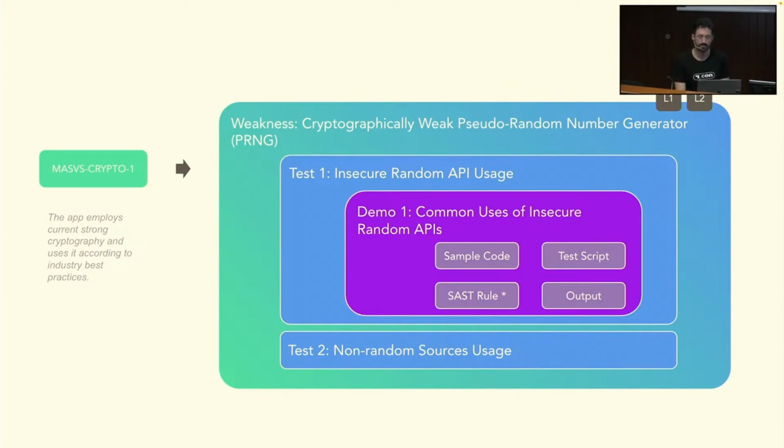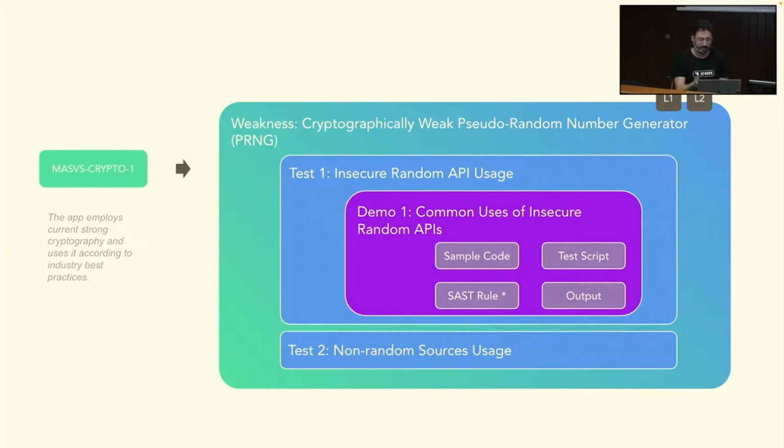One being searching for insecure random APIs, like the random API in Java, for instance, but also looking for non-random sources. Developers sometimes think you can just use the time from the machine as a random number, or some weird stuff. So we're going to look for that as well.